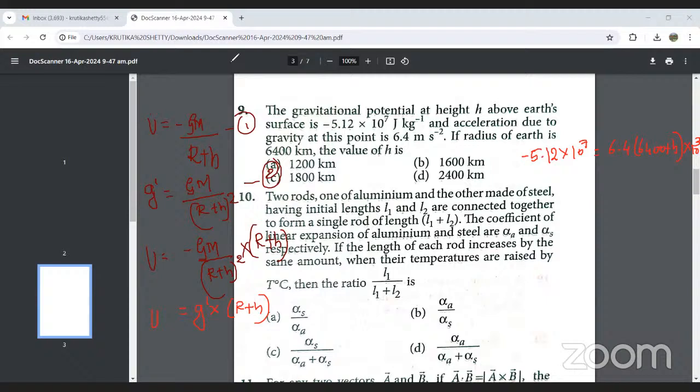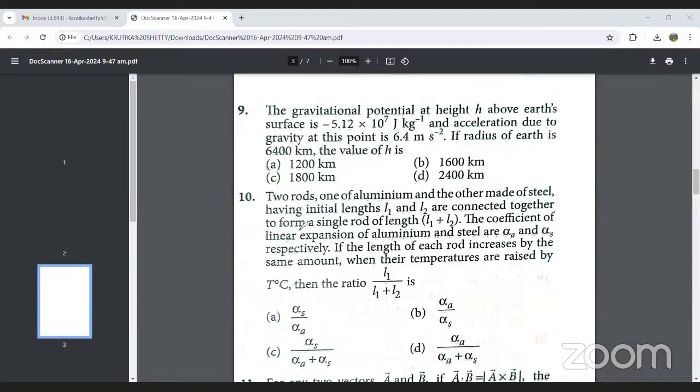Yes, what is the value of H? You have to try it. See, your H will be 1600 kilometer, 1600 kilometer. Anybody got the answer? Check it. It should be 1600 kilometer. Hope you have copied down the steps. Going for the next question, students.